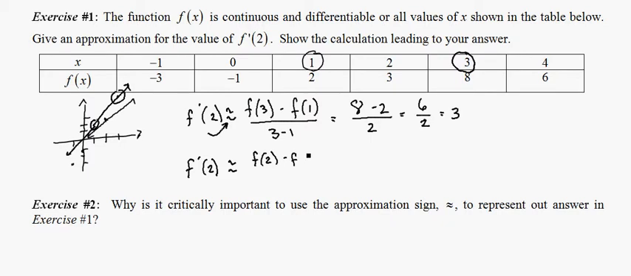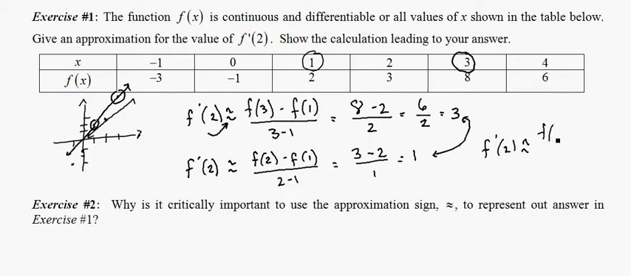f of 2 minus f of 1 divided by 2 minus 1. Then we'd have 3 minus 2 divided by 1. That would give us f prime of 2 approximately 1. Quite different, right? We could also say that f prime of 2 would be approximately f of 3 minus f of 2 divided by 3 minus 2. All of these would really be acceptable ways of approximating the slope of the tangent line at x equals 2.